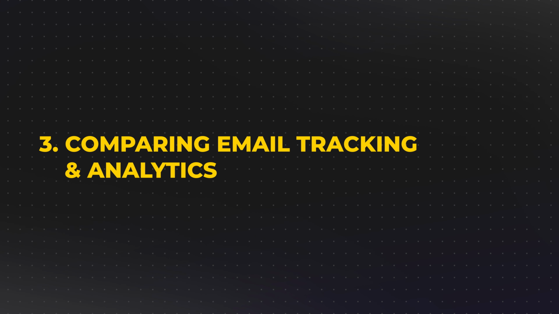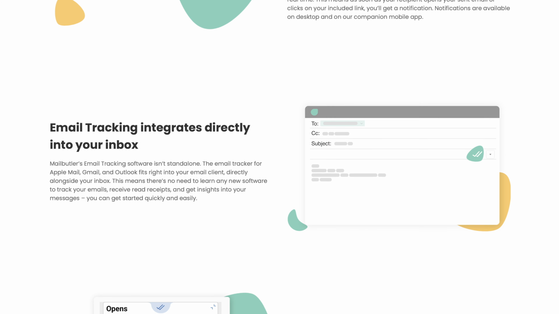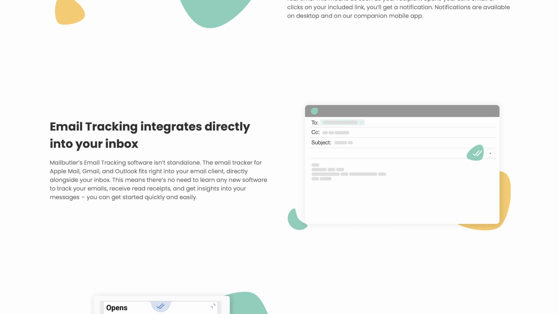Comparing email tracking and analytics. Now, when comparing email tracking and analytics capabilities, both Mailbutler and Yesware excel in tracking basic metrics such as email opens and link clicks. Mailbutler provides straightforward, immediate notifications on email interactions, keeping things simple and intuitive. This simplicity makes it especially beneficial for teams that prefer quick, actionable insights without having to interpret complex data.